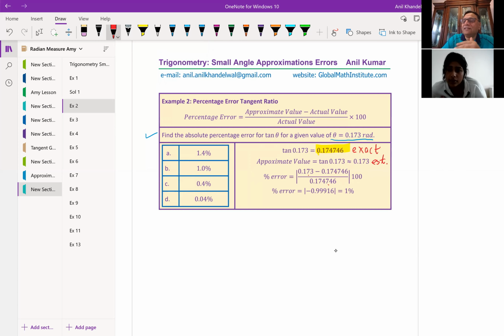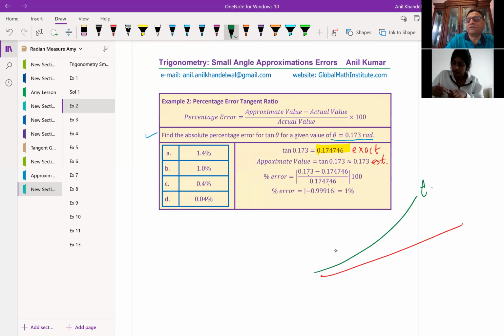Because it was tan, you get minus. Estimated value was lower, right? Yeah. Estimated was lower. This is tan, and that is theta. This is what we get. Now, you can realize that for theta equals 0.173, we get only 1% error.